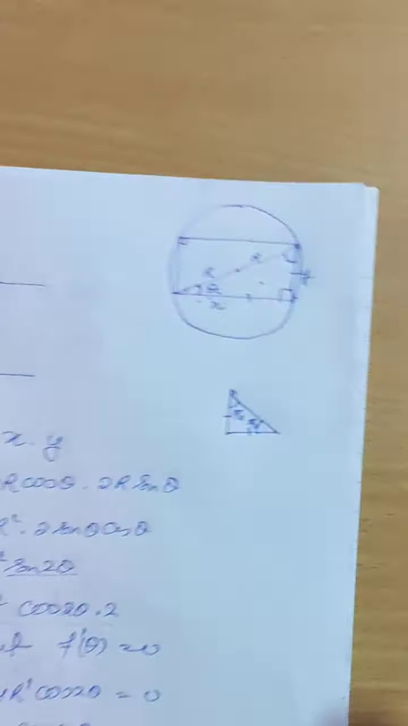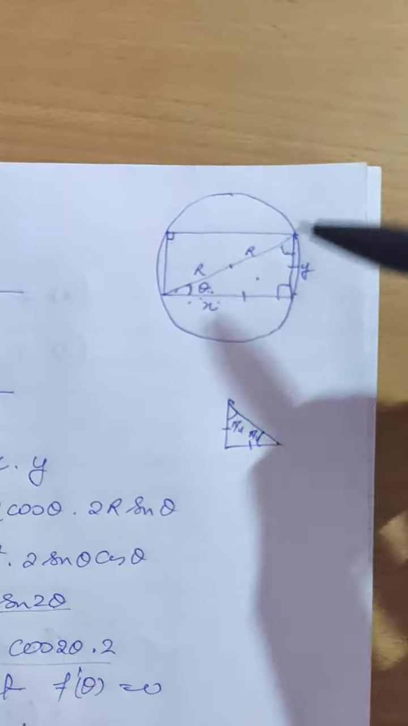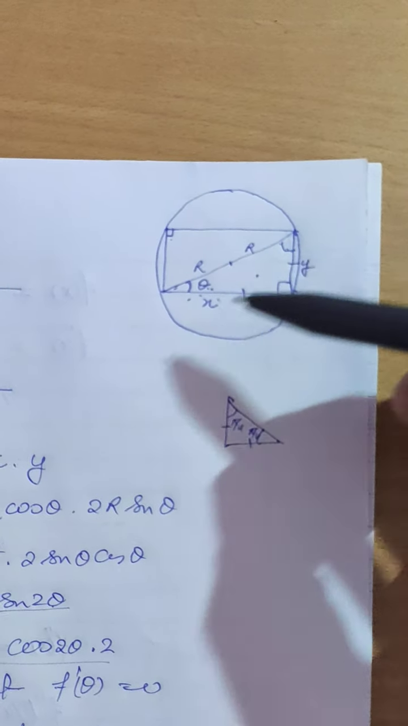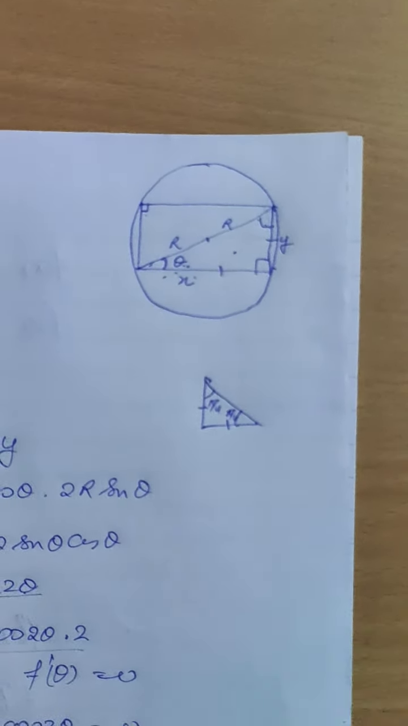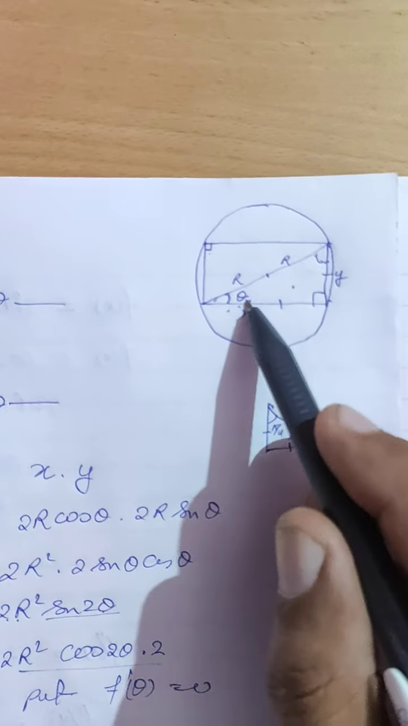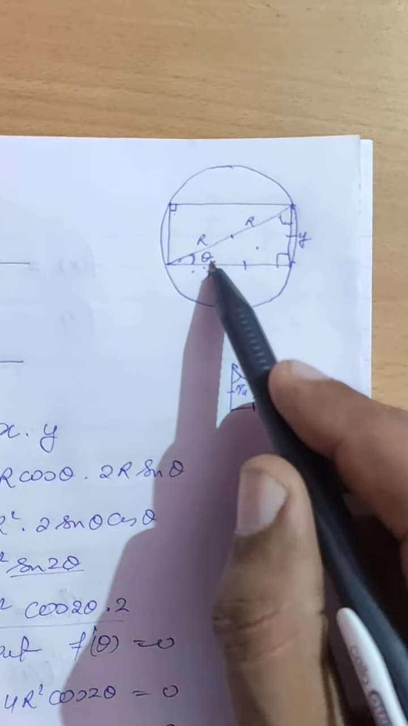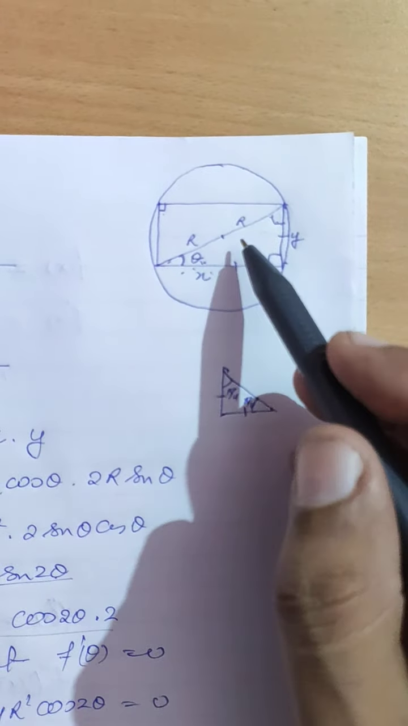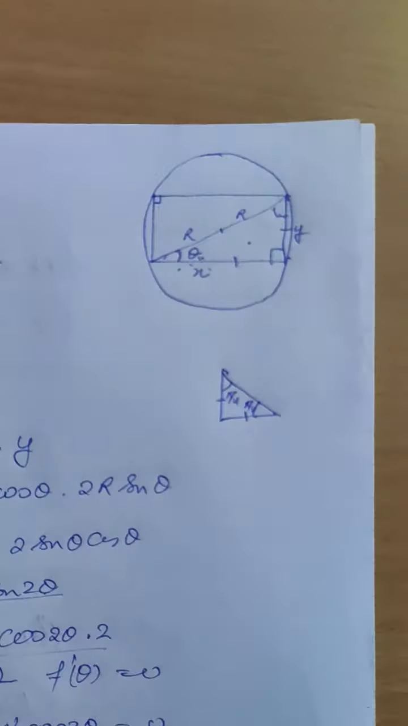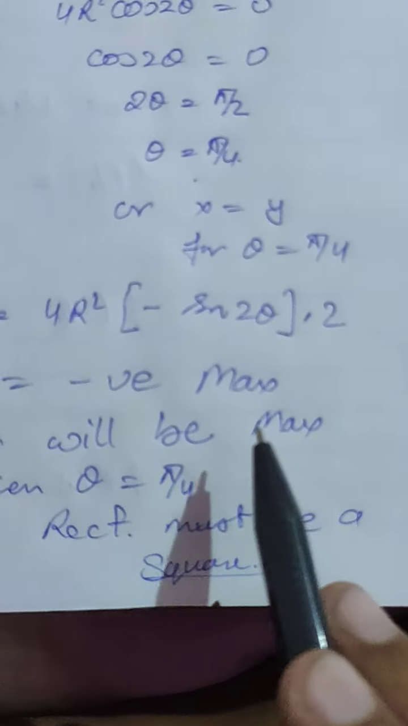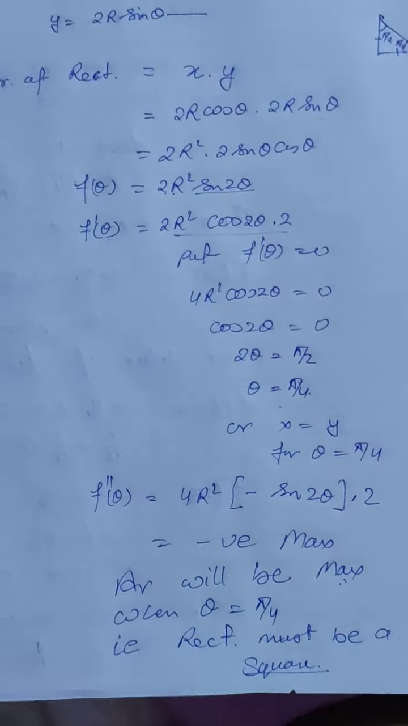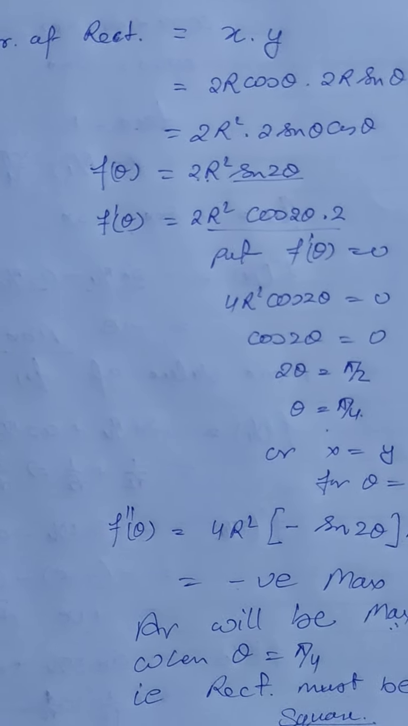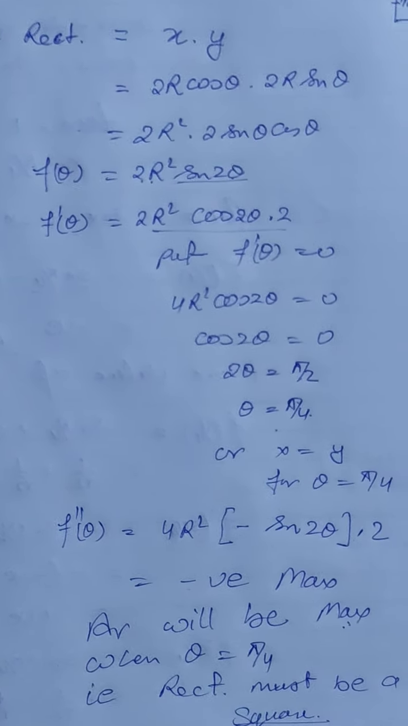The rectangle which was inscribed in the circle, when this rectangle becomes a square, at that time its area will be maximum. So we have shown that if this angle becomes 45 degrees, that is the condition, this rectangle will be a square and it will have the maximum area, because f double dash is coming negative. We know that if f double dash x is negative, that is the indication of a maximum.